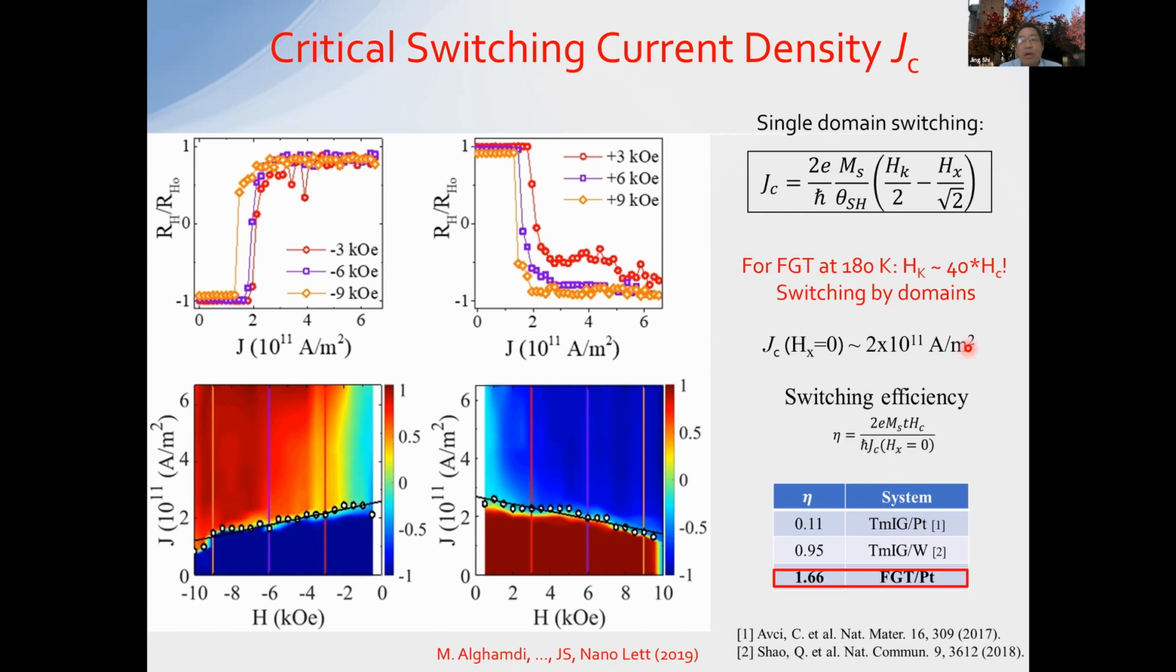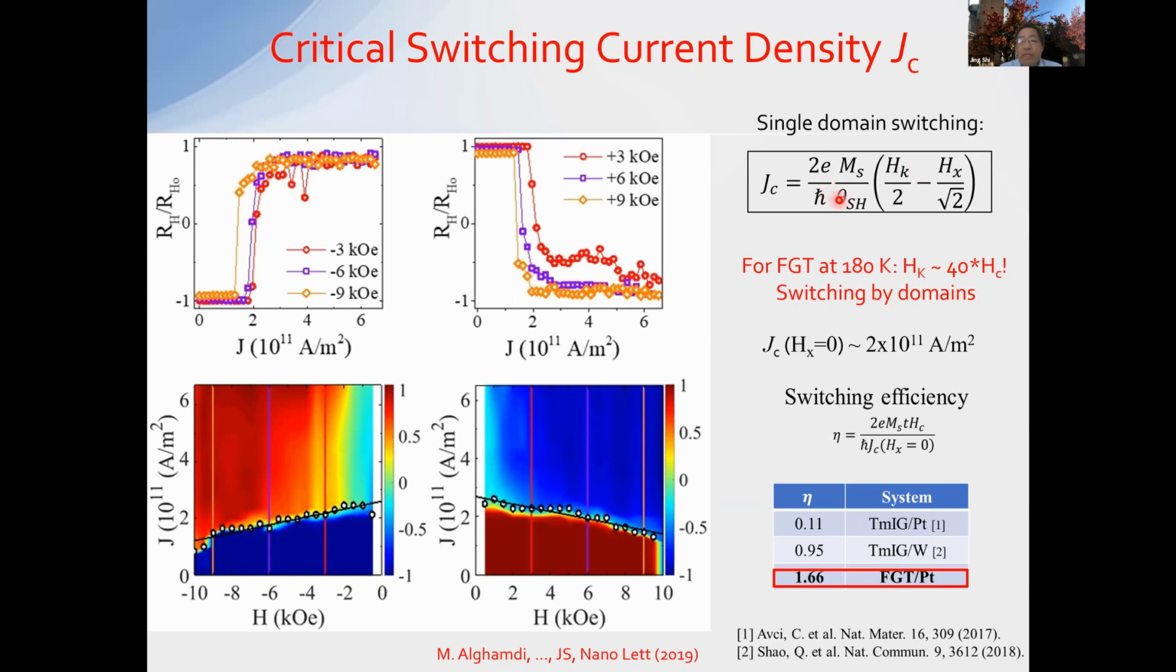Okay, so in principle, if we had a single domain switching, we could use this equation to calculate the spin Hall angle or the spin-orbit torque efficiency. But as I mentioned earlier, at 180K, even at low temperature it is the same, we have an enormous anisotropy field compared to the coercive field. So this is definitely not a single domain. The switching actually is done by multi-domains, so this equation cannot be strictly used.